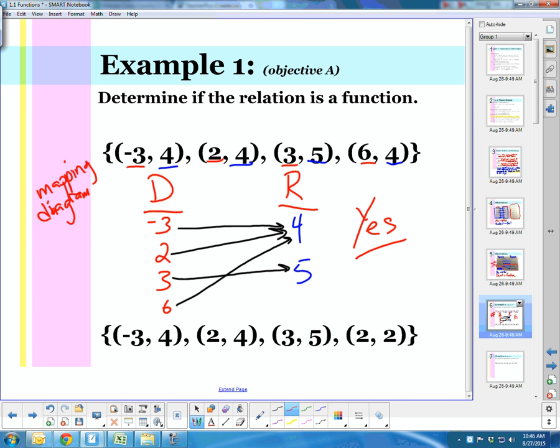This is a function. -3 pairs up to 4. -3 only corresponds to one element, 4. 2 pairs up with 4. It only pairs up with 4. 6 also pairs up with 4, but 6 only pairs up to 4. So while they all pair up to 4, they each only pair up with one output. And so on and so forth. So there's an example of that. If you would like to take a moment, pause the video, make a mapping diagram, and try that example on your own, just for a little bit of practice.